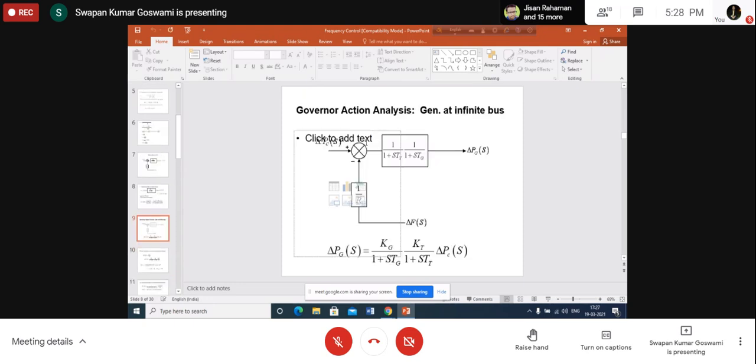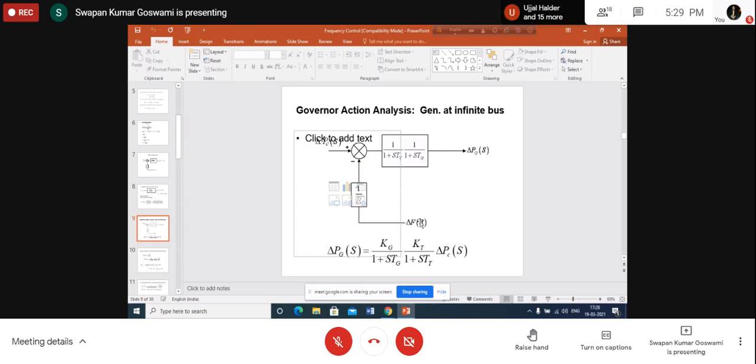Now what we have to do? Let us now add these two things. You see that you had the turbine and you have the governor. Basically Kg by 1 plus sTg, Kt by 1 plus sTt is the actual model. Here some one is written, that means KgKt we have omitted here. Why this can be omitted? I shall explain. So basically this is the combined representation of turbine and governor.